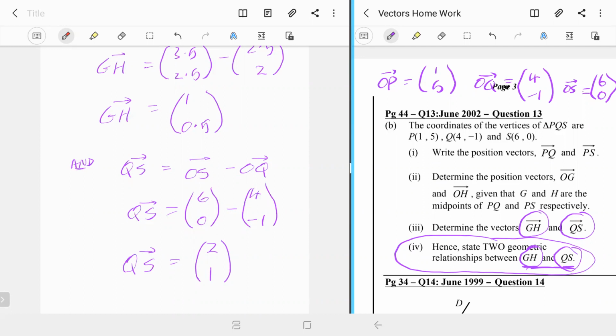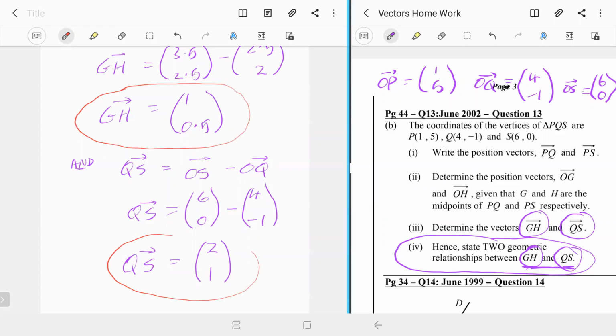So we are now comparing this vector and this vector. They are parallel, and QS is 2 times the length of GH, but you have to show it. You cannot just state it. Even though this question says state, I want us to get into the habit of showing it, because most questions will say show two geometric relationships between them. It's a difference. So we're going to show it now.